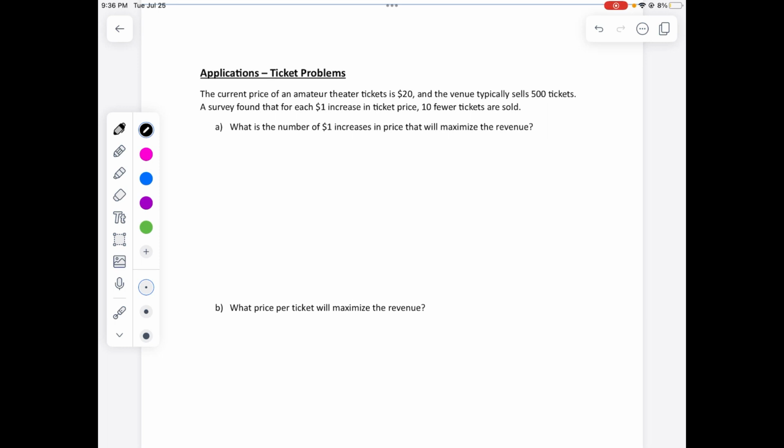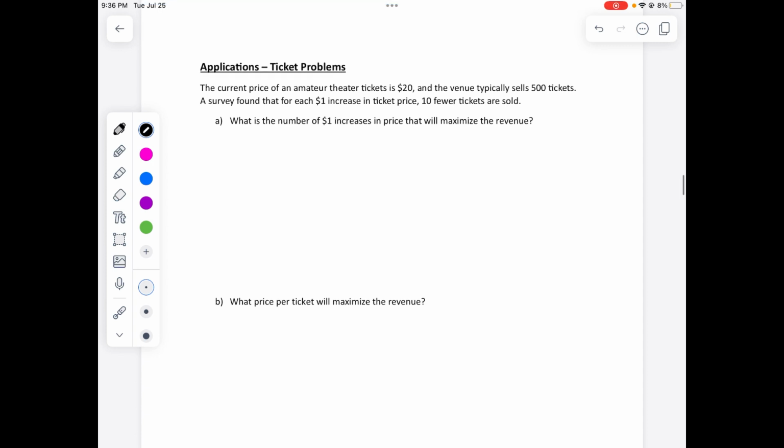So the last kind of application that we are going to look at is called a ticket problem. That's just kind of the generic name for it. The example I'm going to show you does involve tickets, but it doesn't have to. It's just the same type of scenario. So again, I'm going to show you an example first, and then I'll recap how we set these up, just because I think it's easier to see if you see an example first.